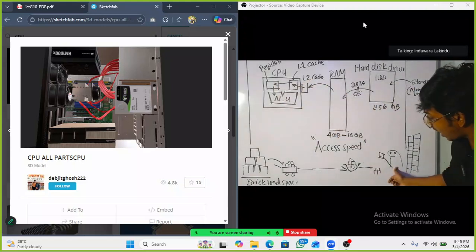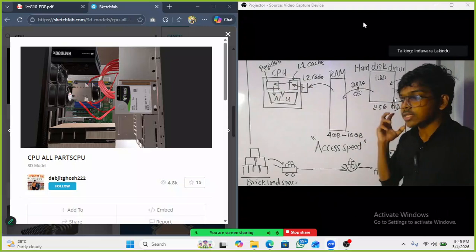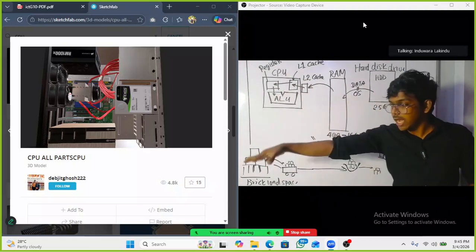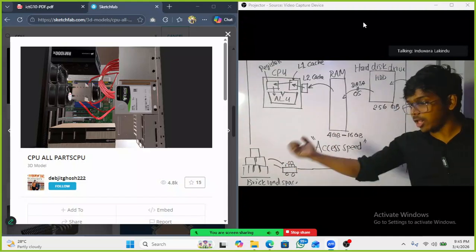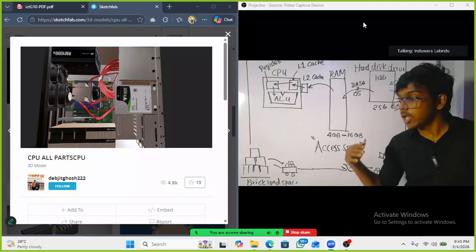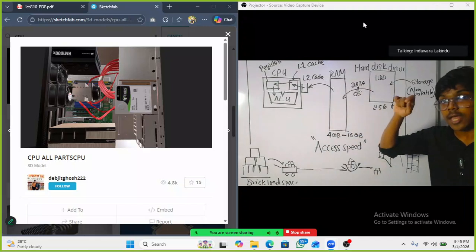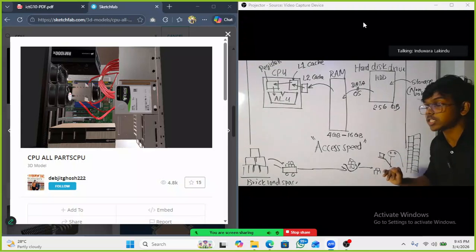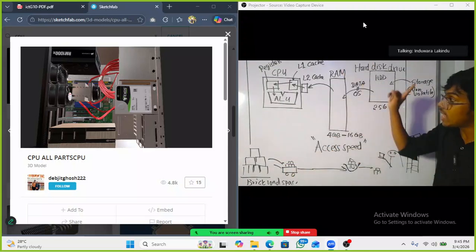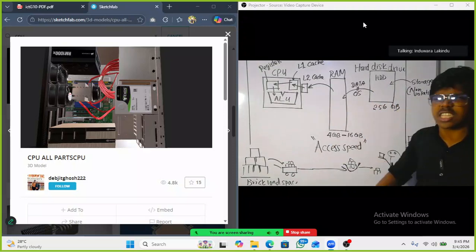So which one has the highest access speed? Access speed is how quickly she can take. If she can't take quickly, the access speed is low. If she can take the thing quickly, the access speed is high. Okay, now here, which one has the highest access speed? Hand. Which one has the lowest access speed? The brick load.